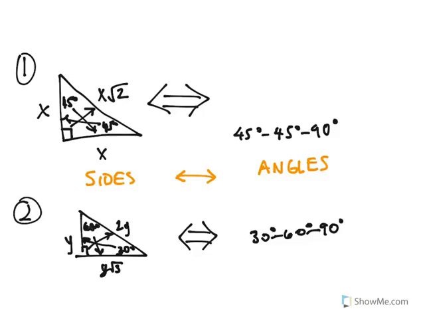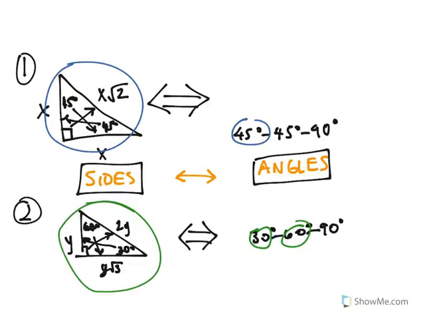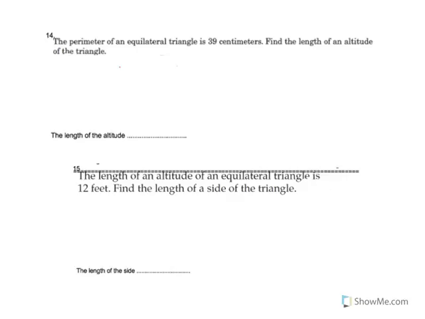Now let the angles be your guide. They tell you where the sides go. And if you're just given the sides and you're looking for the angles, the sides will tell you where the angles go. So it's very important. If you see a 45 in a triangle, you will know that this is the triangle that you use to solve it. If you see 30 or 60 as the degree measures in a triangle, you will know that you need to use this triangle to solve it. Let's do the following two problems.